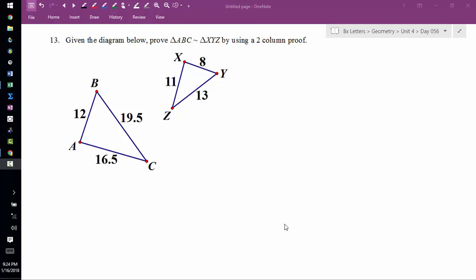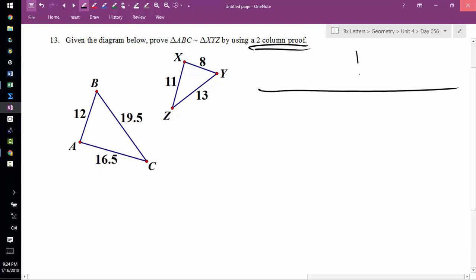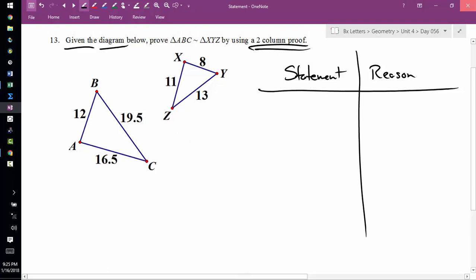Last but not least is number 13. It is a similarity proof. It says, given the diagram below, prove that triangle ABC is similar to triangle XYZ using a two-column proof. Two-column proofs, if you recall, are going to be a statement and a corresponding reason column. And we're going to label it with the givens. And right there, they tell me what I'm given.